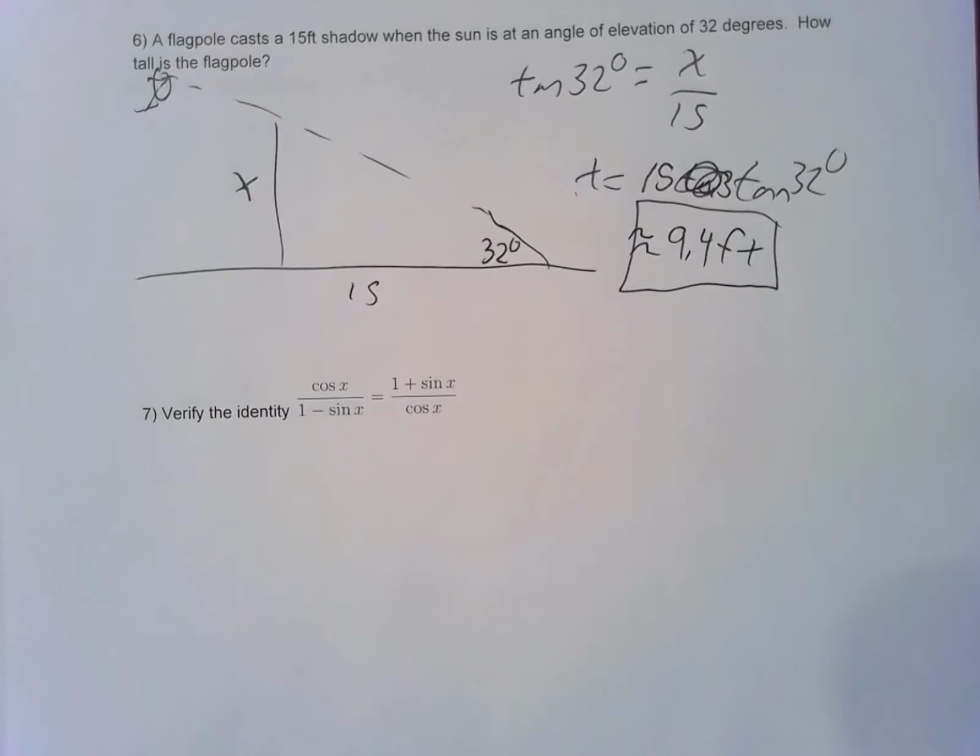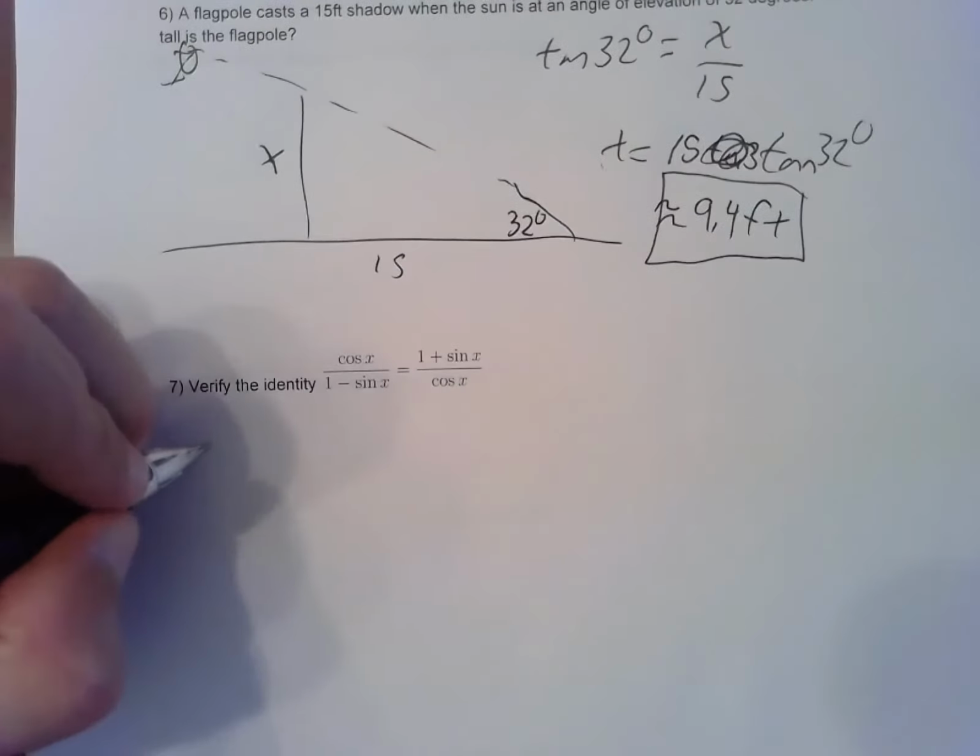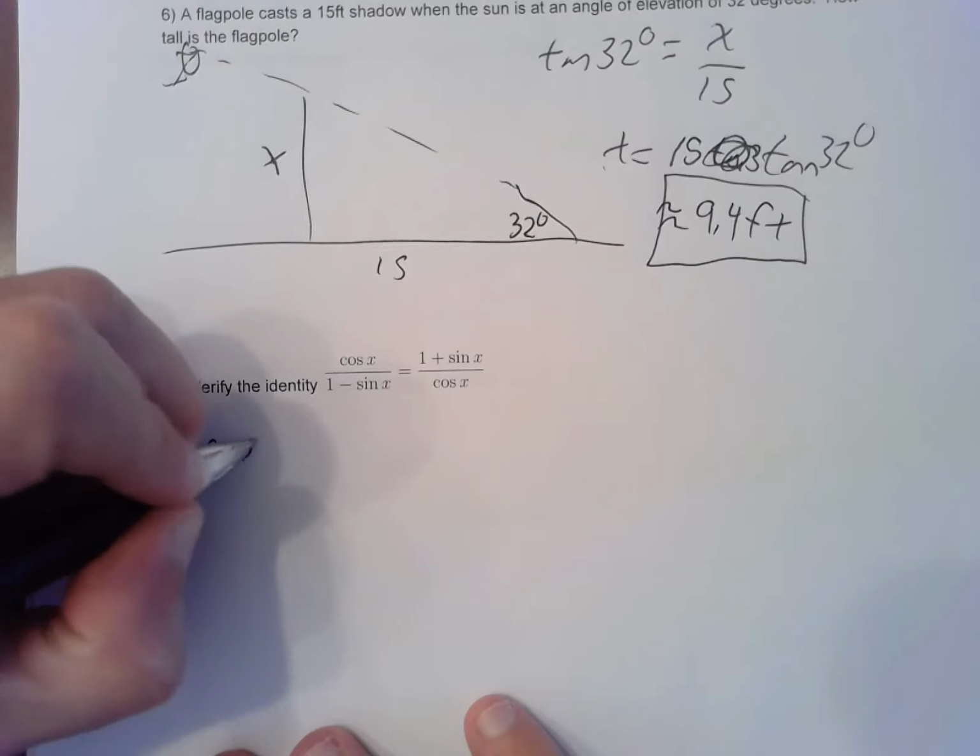Okay, we want to verify this identity. We write down one side exactly the way it looks. Don't change anything.